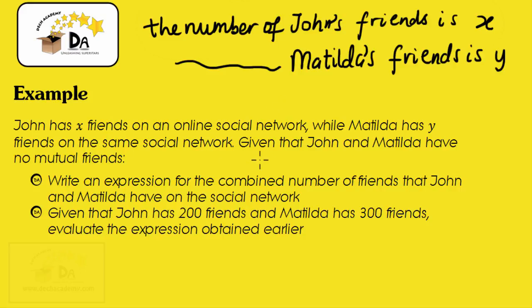Given that John and Matilda have no mutual friends, write an expression for the combined number of friends that John and Matilda have on the social network. So first of all, social networks are places like Facebook.com, LinkedIn, Twitter. These are social networks where people come and interact on the web. The online social networks is what I'm referring to. So we don't need to worry too much about that. And then just the last sentence, which says John and Matilda have no mutual friends. It just means none of Matilda's friends are also John's friends.